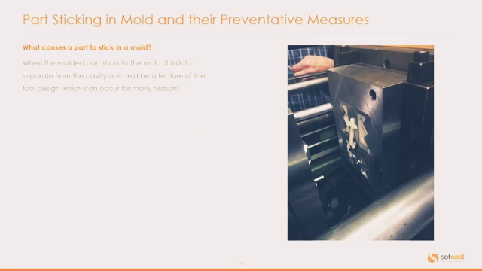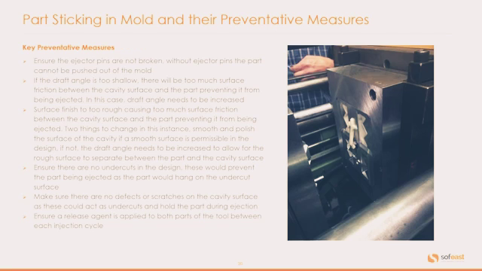Parts sticking in the mold. When the molded part sticks in the mold, it fails to separate from the cavity or is held by a feature of the tool design, which can occur for many reasons. A key preventative measure to eliminate tool sticking is to ensure the ejector pins are not broken. Without ejector pins, the part cannot be pushed out of the mold.